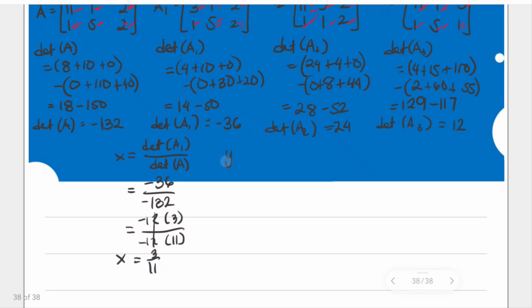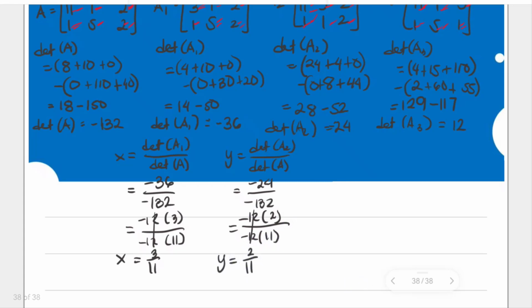For your y, that's determinant of A sub 2 over the determinant of A. So you have negative 24 over negative 132. Again, another factor of negative 12 times 2, negative 12 times 11. So y is 2/11.